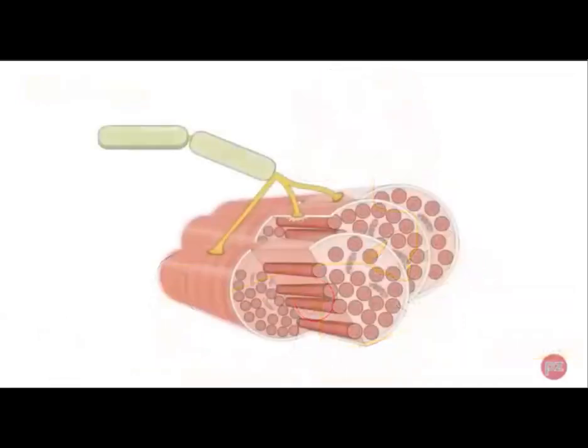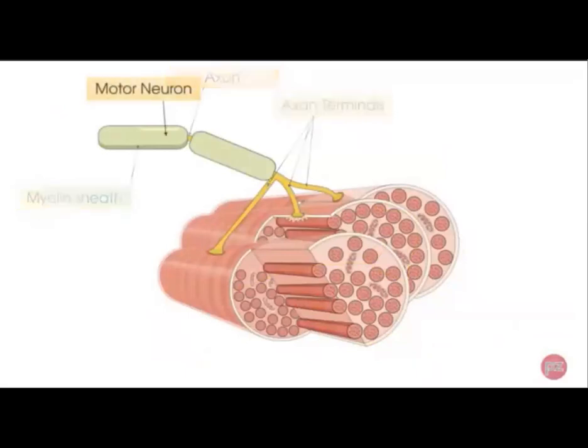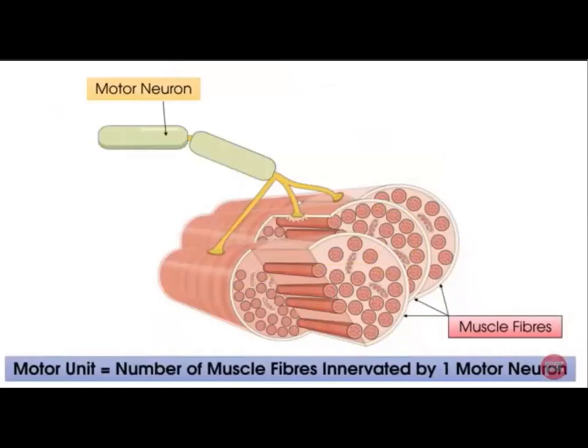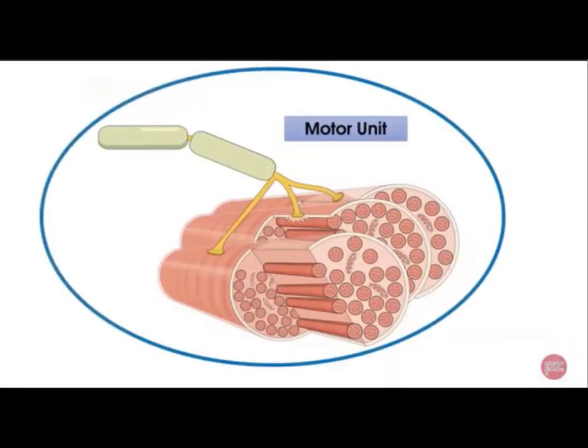So you don't need to know this for your exam. Don't worry about it. Okay? Neuron made up of its axon wrapped in myelin sheath, which increases the speed of conduction, and the axon terminals, which branch onto the muscle fibers. A motor unit is the number of muscle fibers which are innervated by one motor neuron. In this case, one motor neuron is innervating 3 muscle fibers.